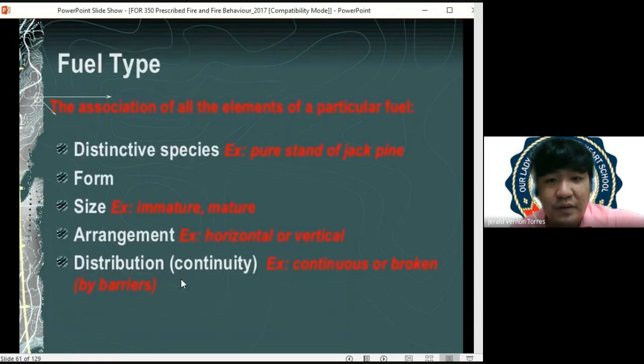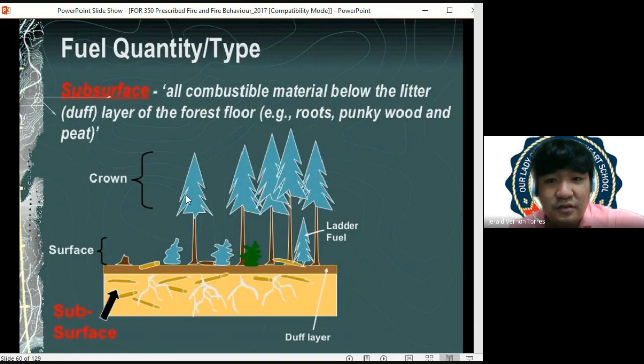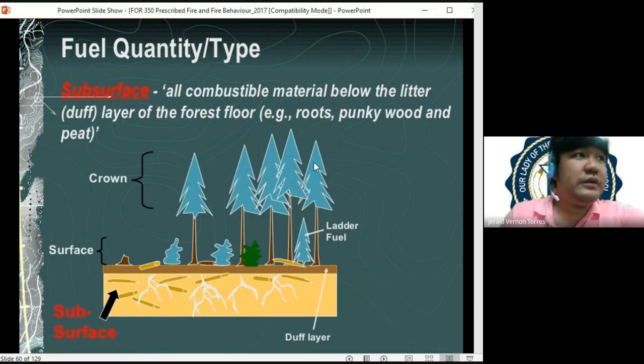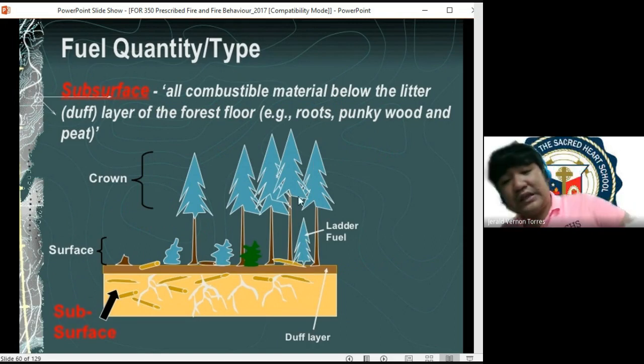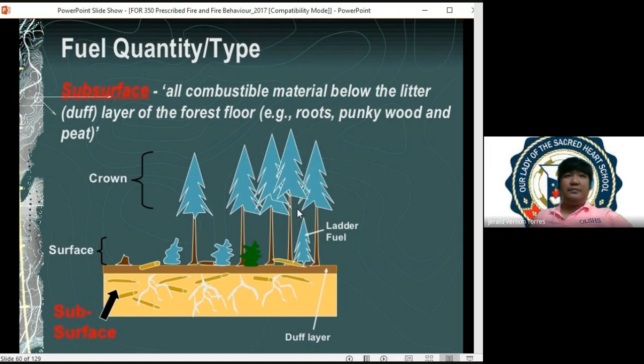At pag yung fuel naman nasa taas, no, this is the crown fuel. So anyway, this is ladder fuel. This ladder fuel can help the flame to climb up sa crown nyo, no? Kaya siya tatawag na ladder fuel because it can help transfer flame or even transfer heat energy from your surface to your crown. Kaya siya tinatawag na ladder fuel.